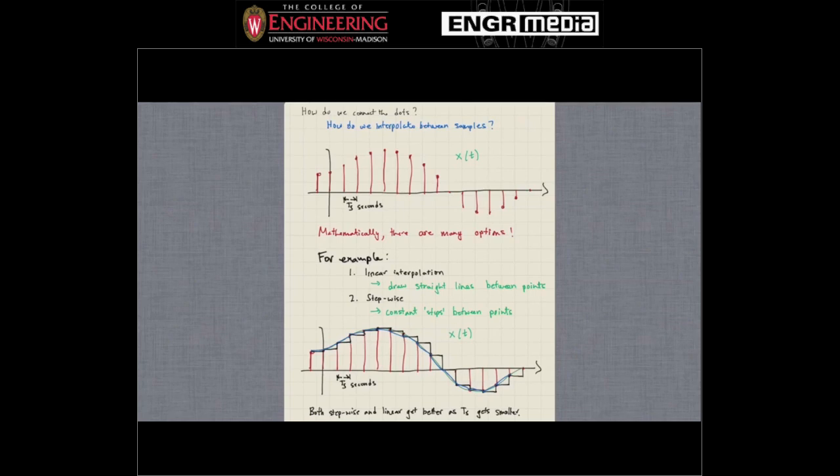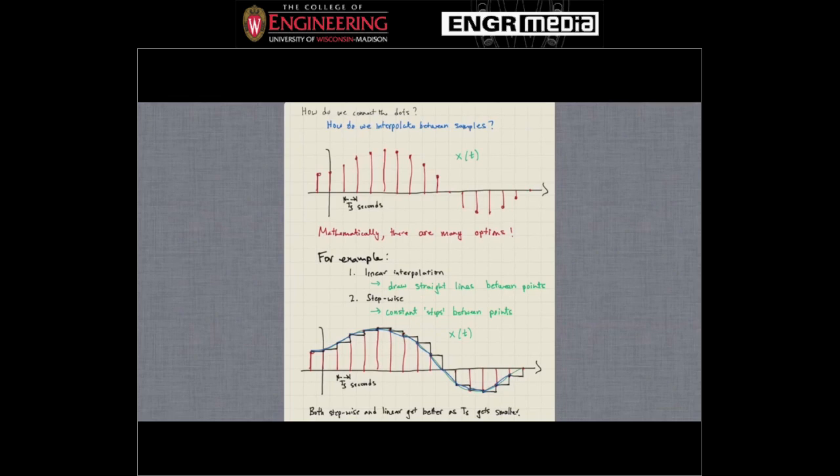So again, this is digital to analog conversion. How do we draw the lines in between these sampling points? Mathematically there's many different options, right? Maybe you could do something really strange. You could say in between each point there's a sine wave, right? That would be pretty ridiculous, but you could do it. And in reality, there's much more obvious options.